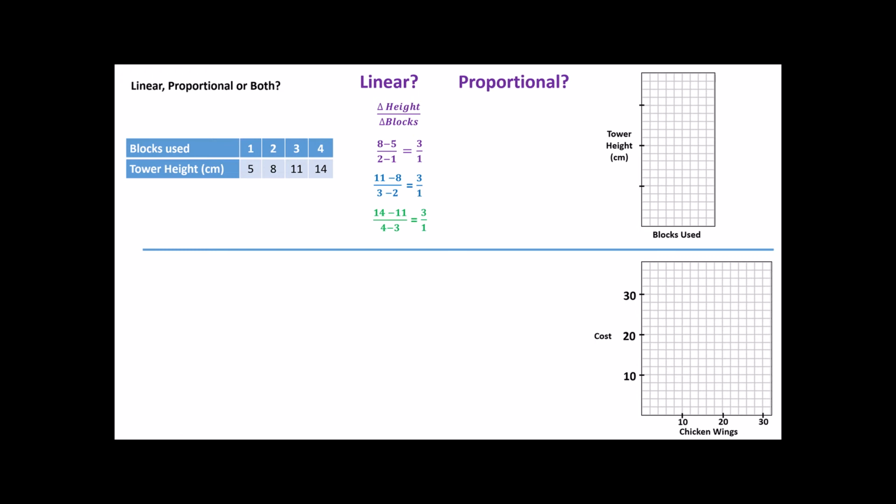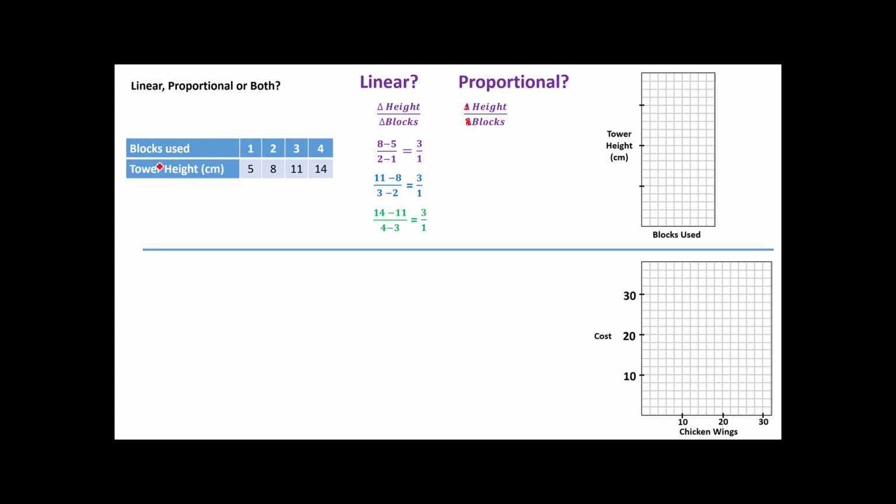This is, in fact, going to be linear because you have this constant rate of change. Is it proportional? In order for it to be proportional, we're not looking at the change in height and the change in blocks. That little symbol should not be there. That's a typo. I have to go back and get rid of it. I'm just looking at the ratio between height and blocks.